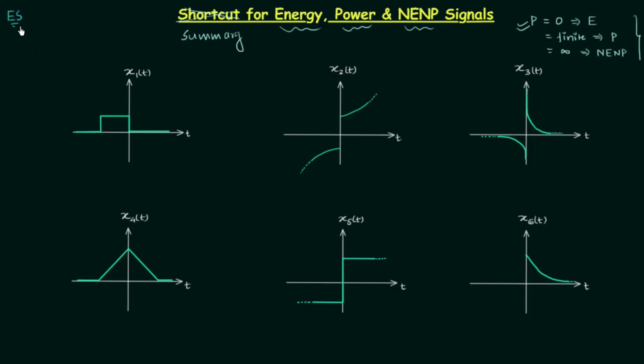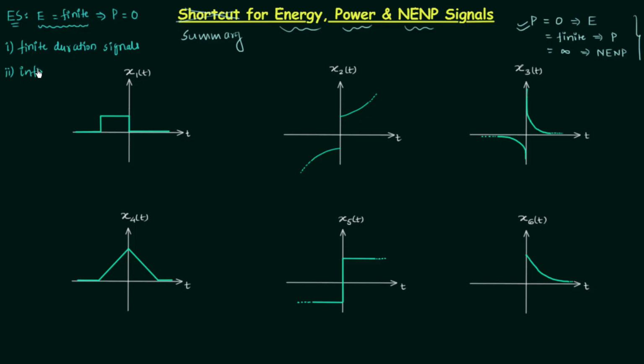In case of energy signals, the total energy is finite. The total energy is finite, and when the total energy is finite, the average power is equal to 0. The total energy is finite in case of finite duration signals. In case of finite duration signals, the total energy is finite. The total energy is finite in case of infinite extension signals also.